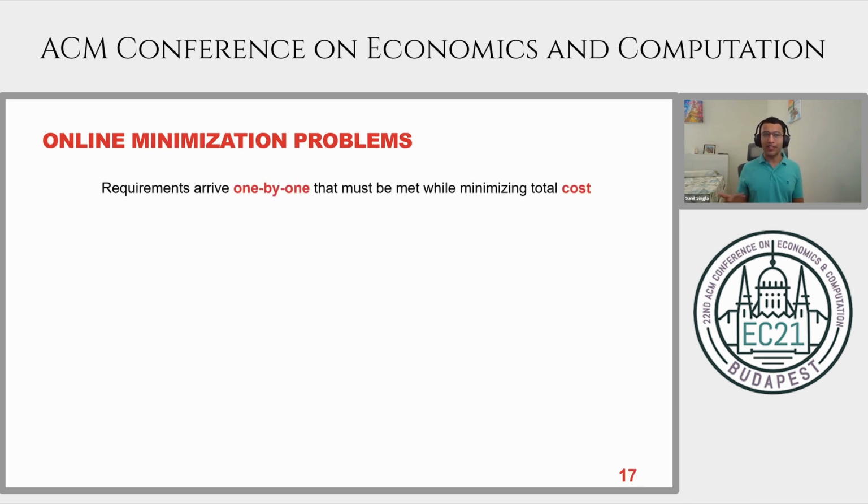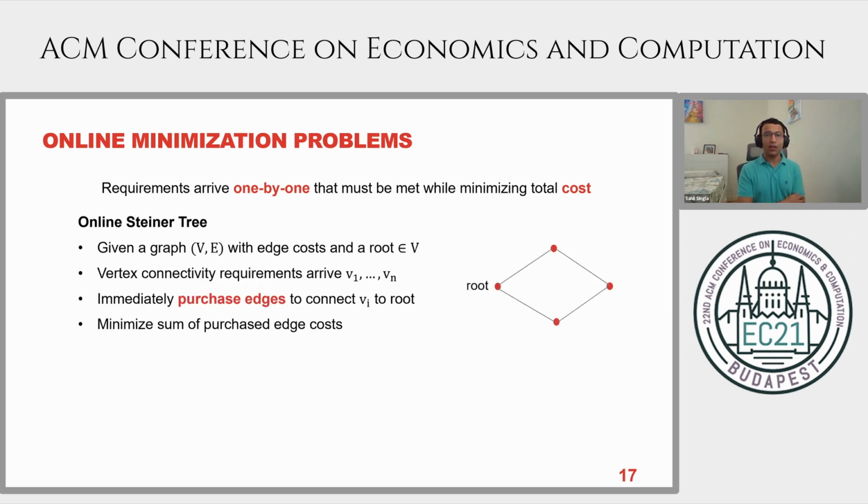Let me also tell you, prophet inequalities have implications to minimization problems. For instance, for a minimization problem, I want you to think of a problem where requirements arrive one by one, and you have to meet these requirements so as to minimize your total cost. So the requirements have to be met while minimizing cost. To give you a more concrete problem, here's the online Steiner tree problem. So what's the problem? In this online Steiner tree problem, you're given a graph. So imagine you're given this graph, and you're also given a root vertex. So there's a root vertex.